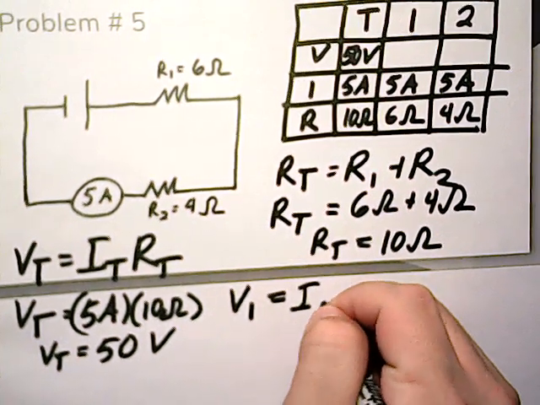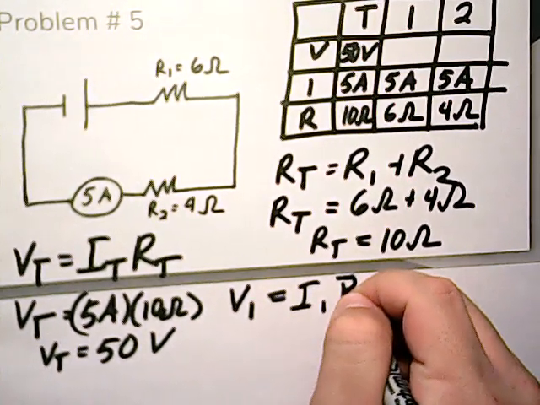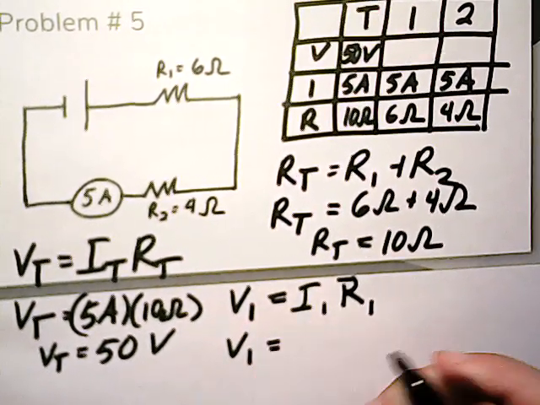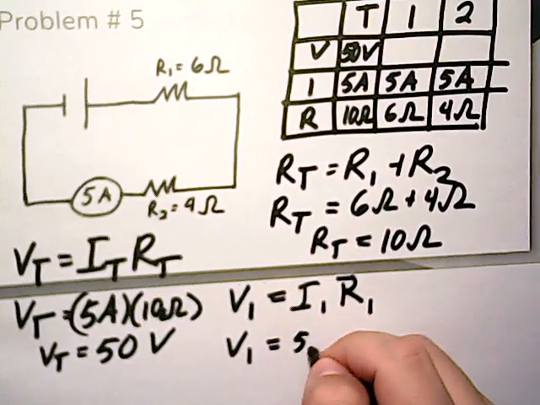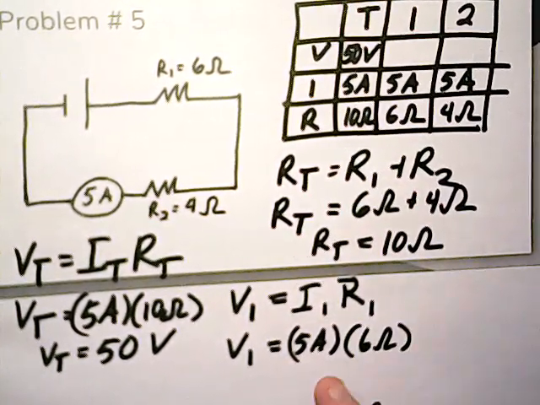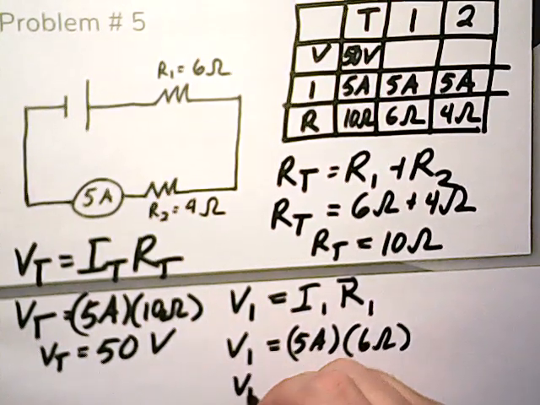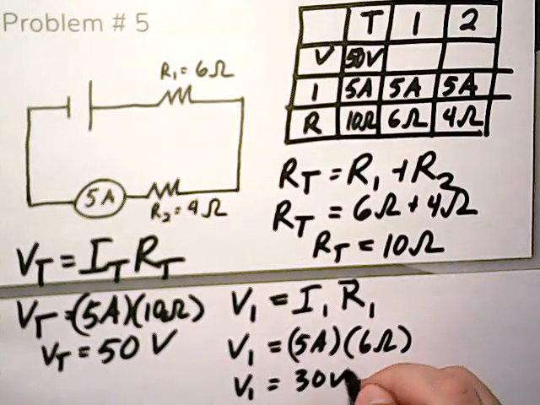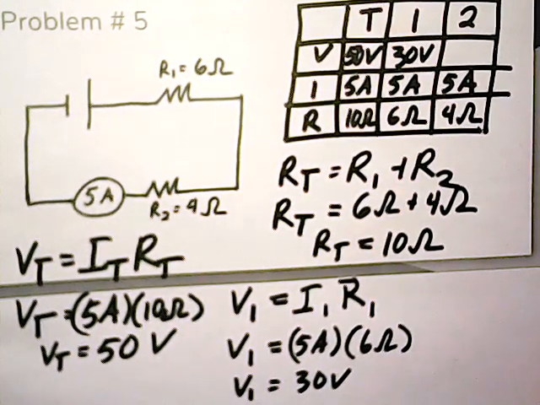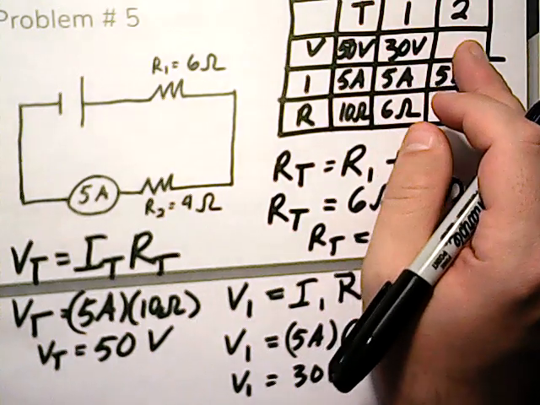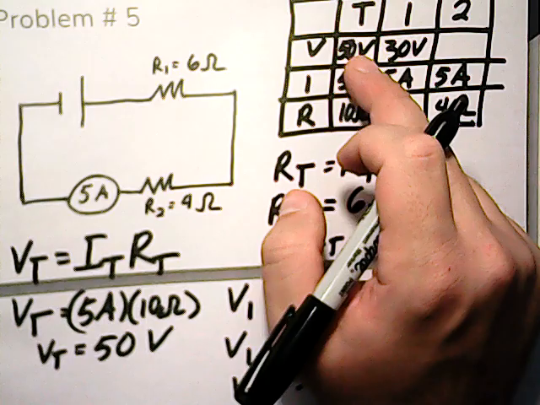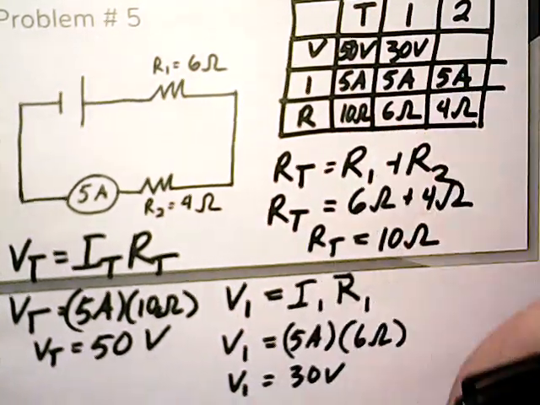V1 equals I1 times R1. We know voltage 1 is equal to our current, 5 amps, times resistance, 6 ohms. So 5 times 6 is 30. So 30 volts. Okay, this missing piece here. This plus 30 gives us 50. So we're looking for the missing piece.